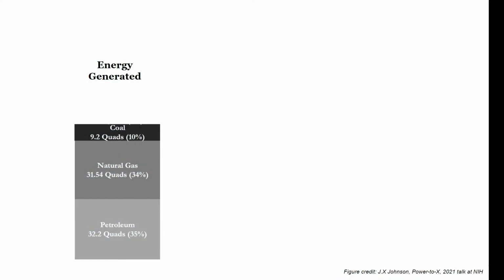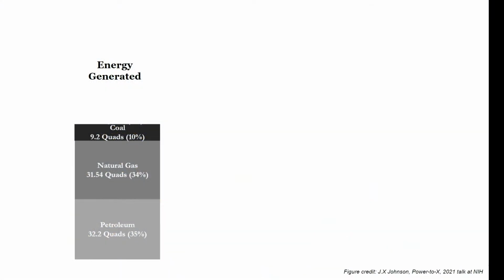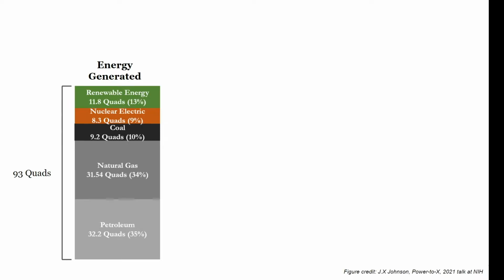So as Adi was just saying, 93 quads, it's a lot of energy. The real question is where are we getting that energy from? What primary sources are we using for that energy? The answer in the U.S. is we get about 70 to 80% from fossil plants. So that is petroleum, natural gas, and coal. We get about 13% from renewable electricity, and then nuclear power plays in around 9%. So that makes up the total 93 quads that Adi mentioned.